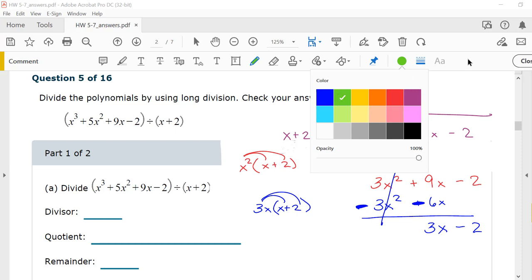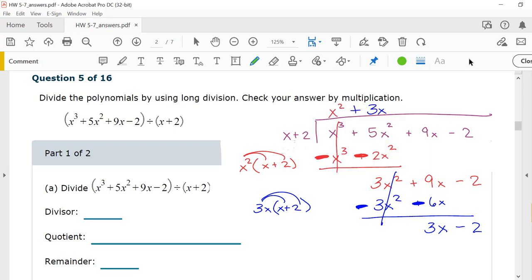One more time, let's do the green. X times what gives me 3x? I get just 3. So now I'm going to multiply 3 times x plus 2. I get 3x plus 6. Change the signs, because I'm going to subtract. 3x minus 3x is gone. Minus 2 minus 6 is negative 8.